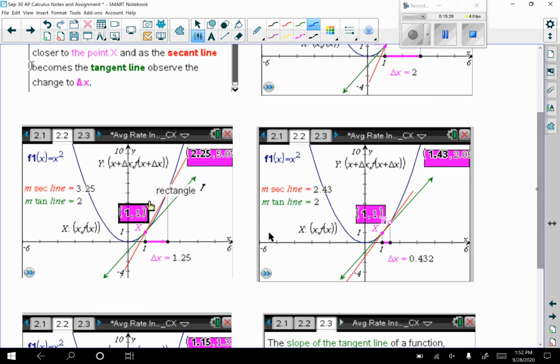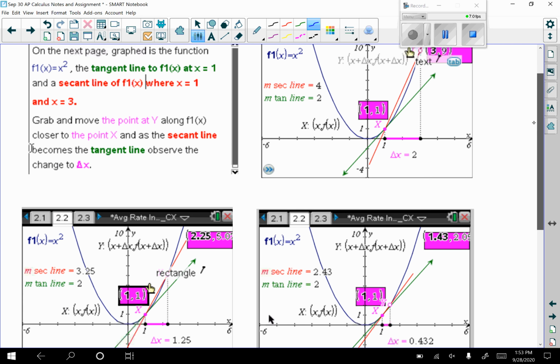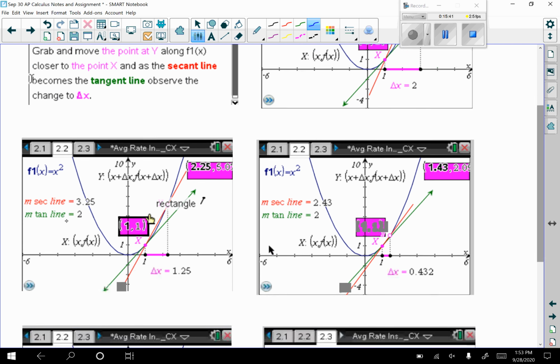In the next slide, I'm changing that distance. I'm decreasing the distance. My delta x is going down. So now the distance between my two x values is 1.25. Notice how the slope of the secant line looks a little different. It's less steep. That's here. So the slope of my secant line is 3.25.